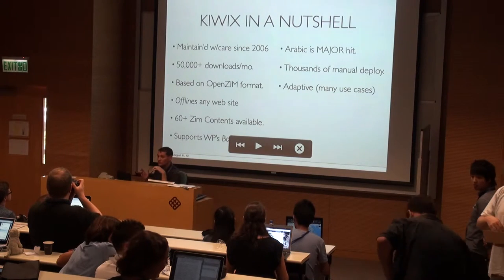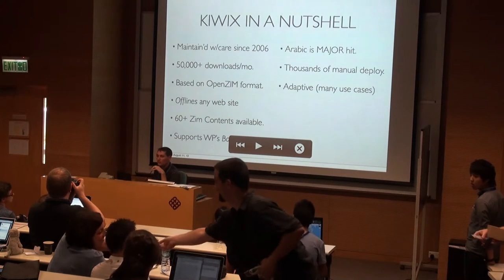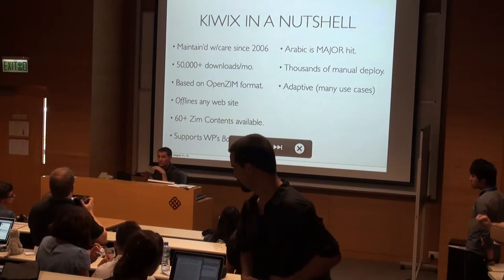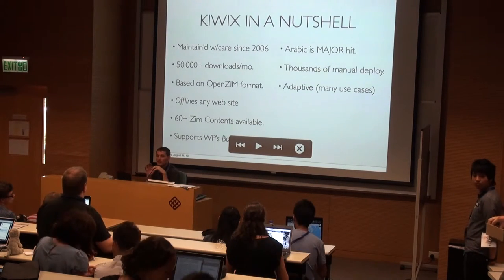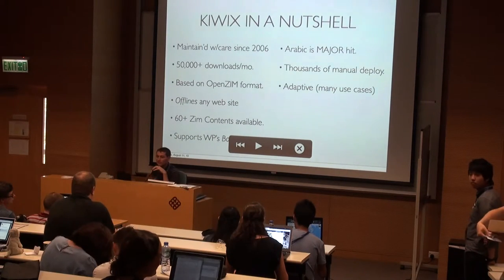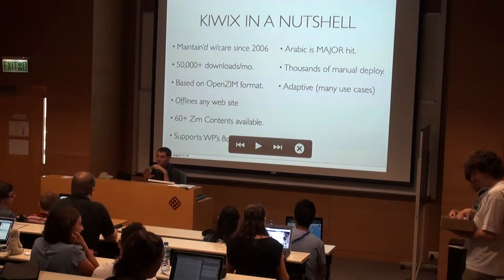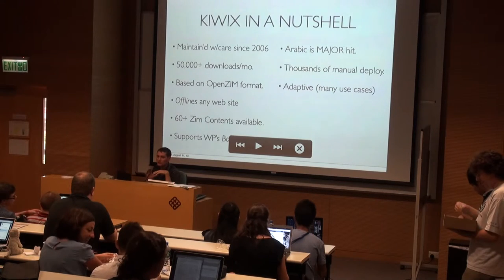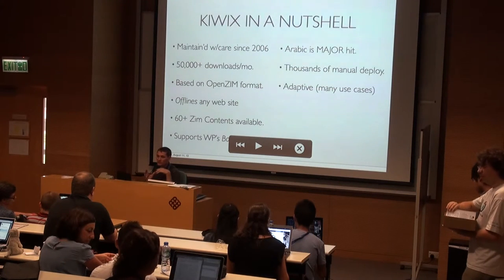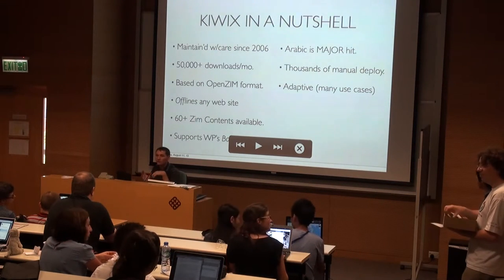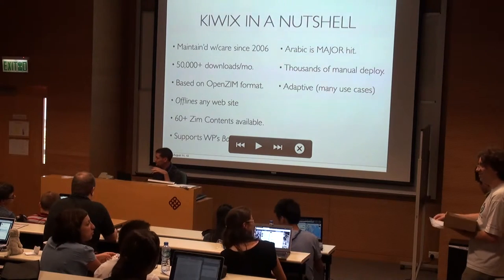I think you already know that Kiwix is quite popular, and for those who don't know what it is, it's a way to access Wikipedia offline. We have those files, which we call ZIM, which contain the whole of Wikipedia or other content. Those are very large files, but once you have the reader and the file, you can access Wikipedia offline.